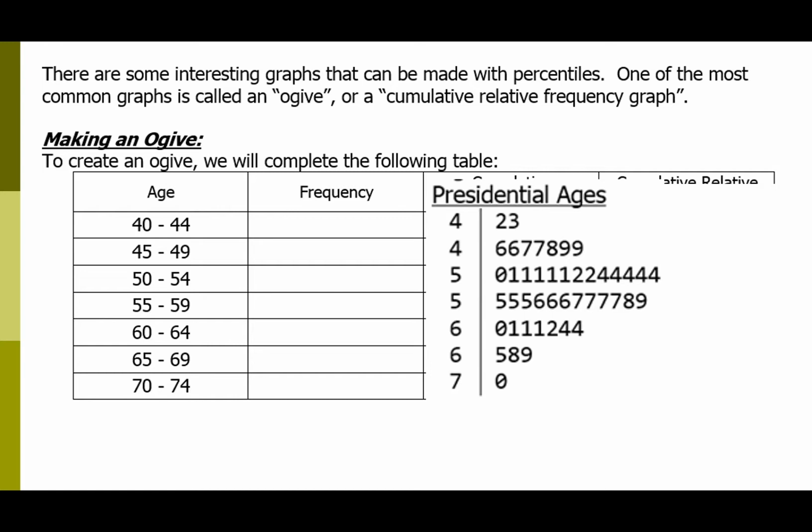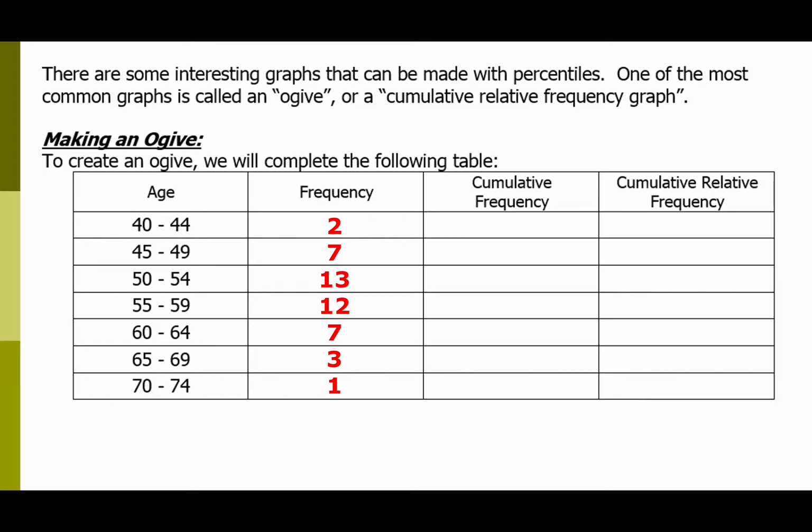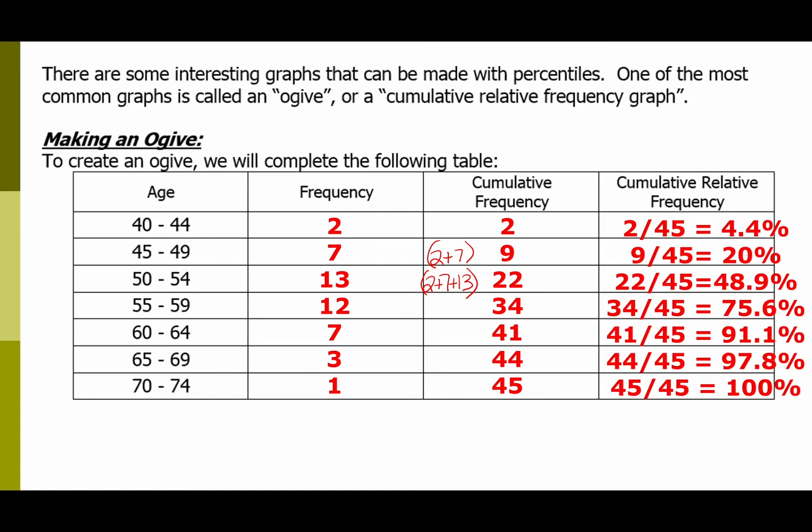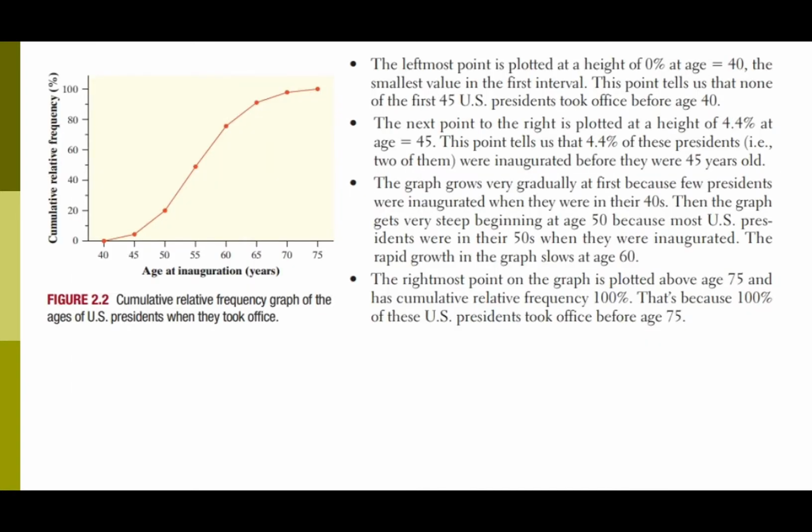So if we look at trying to make an ogive from the presidential ages we just looked at, the first thing we do is collect the number of frequencies for each interval that we have. So for instance, we have 2 presidents who were age 40 to 44, and we go through and fill those out. Our next step is to then find the cumulative frequency. So the first one is 2, and then this 9 came from 2 plus 7. The 22 came from 2 plus 7 plus 13, etc., etc. And then you change those to percentages and graph those. Here's what that graph looks like.